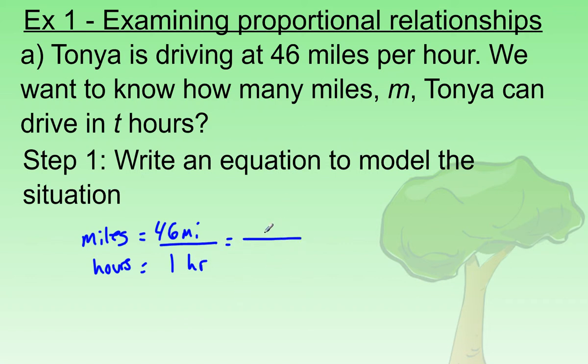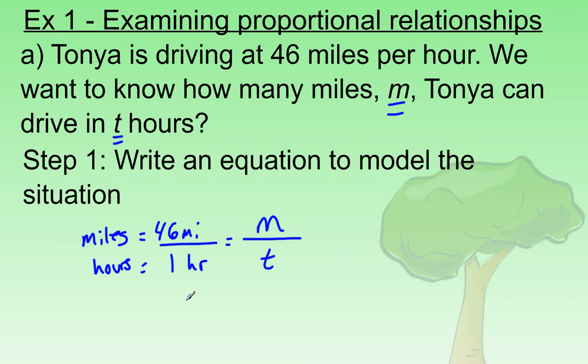And the other part is, well, just make up some imaginary number. How many miles, m, we're going to use, can she drive in t hours? The m and the t are proportionally related. So miles and hours here, miles and hours here. If we cross multiply and solve for m, so we want to know how many miles, that will give us our little equation that models this situation. It will show us the relationship between the number of hours and the number of miles.